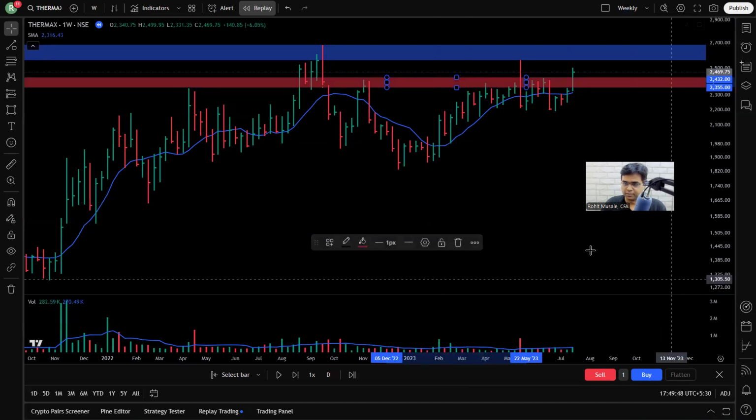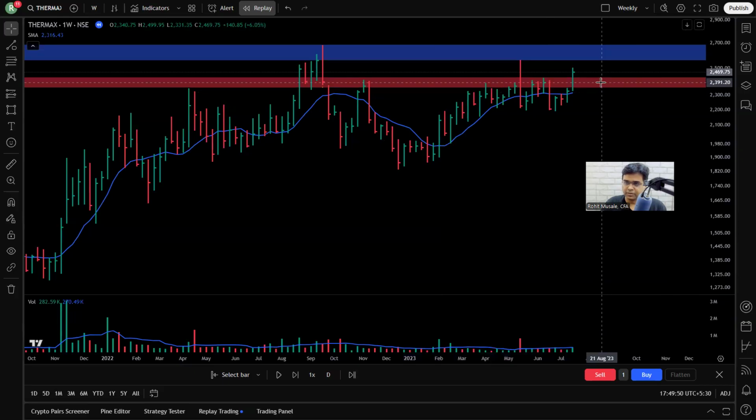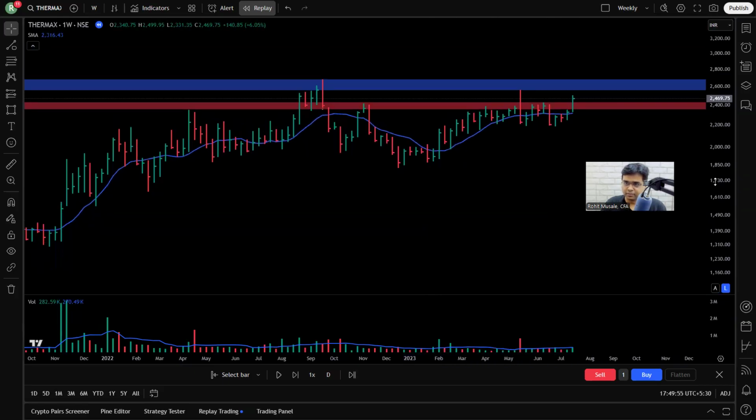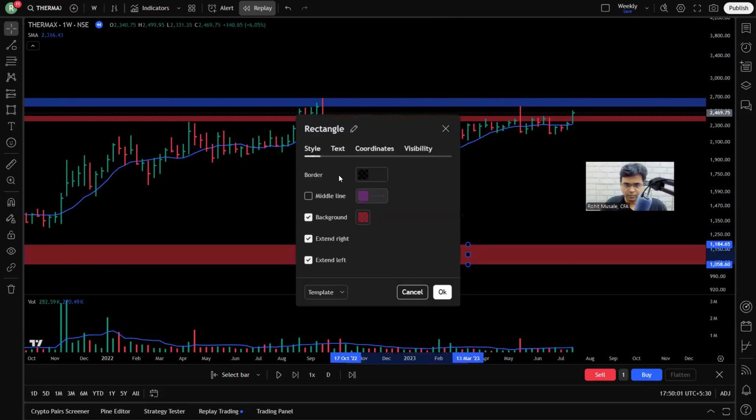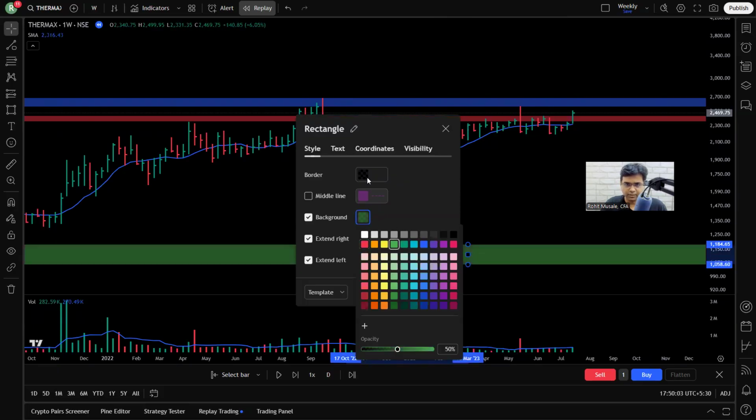Fantastic. Looks good. Buying range, stop loss range, and then the selling range. So first let's make this green color.